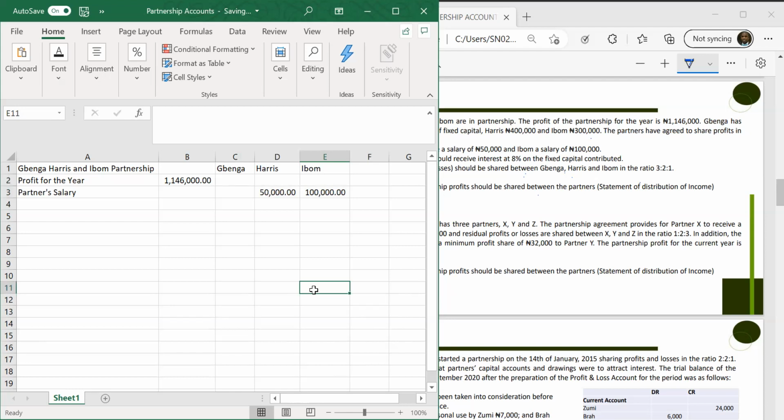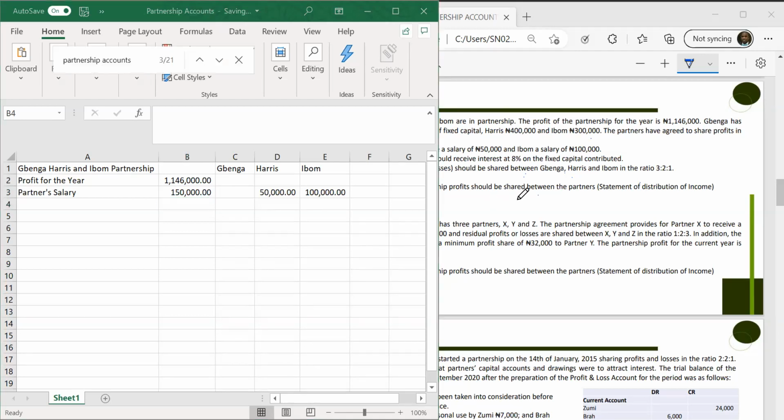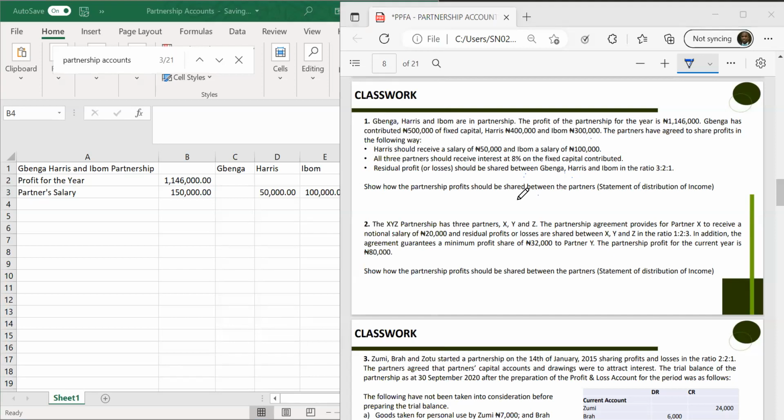It's okay, sir. Okay. So partner salary is 100,000. So that means we have a total of how much to remove from here? 150,000. So that's how you'll be working your way down. 150,000 is what we are going to remove from there. What did the next line tell us? The next line says that all three partners should receive interest at 8% on their fixed capital contributed.